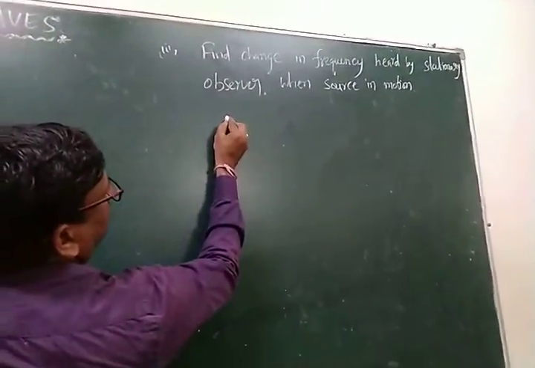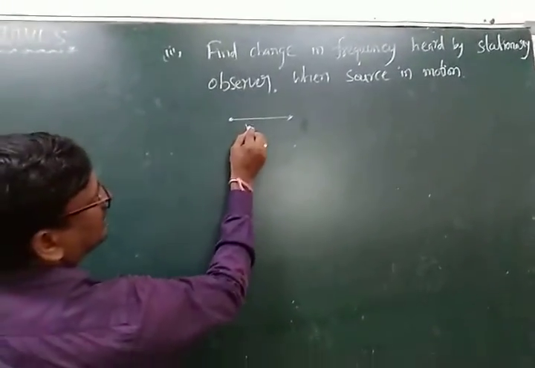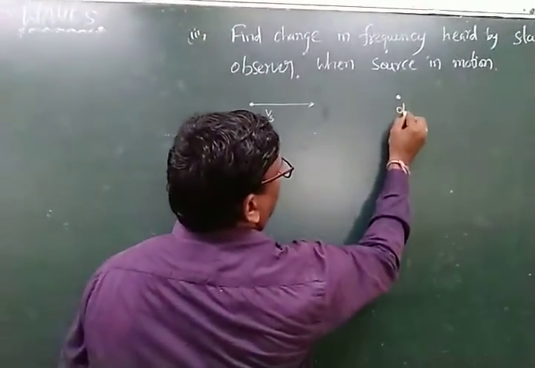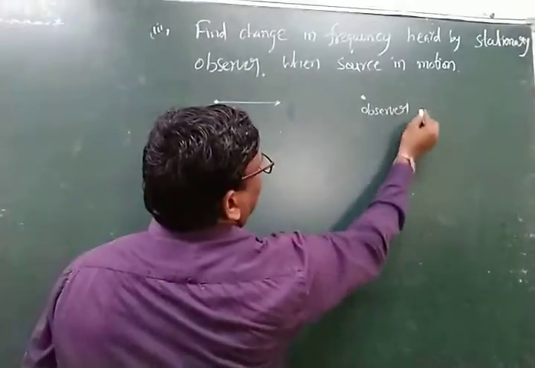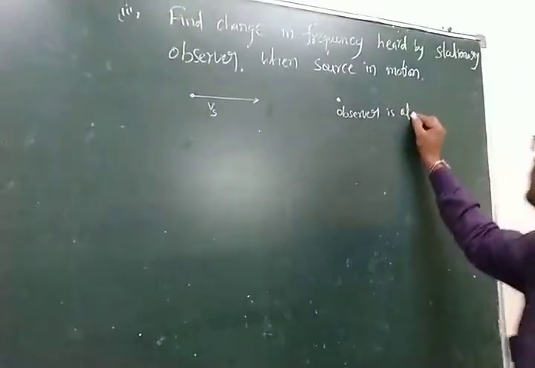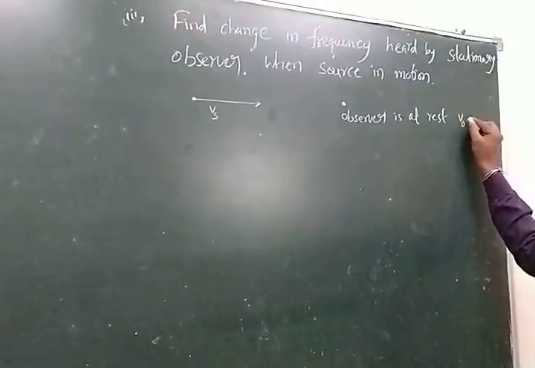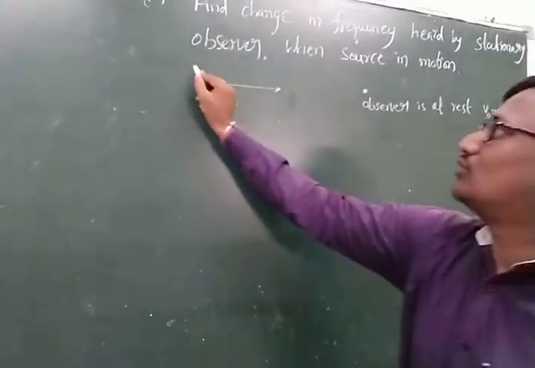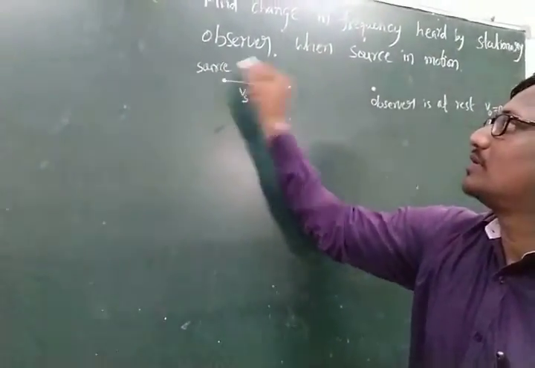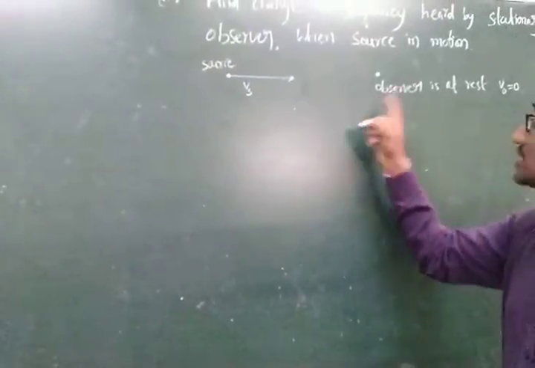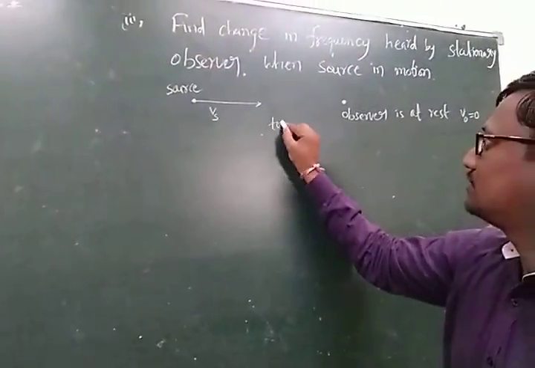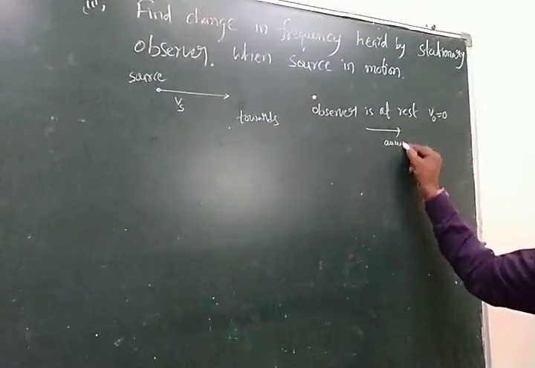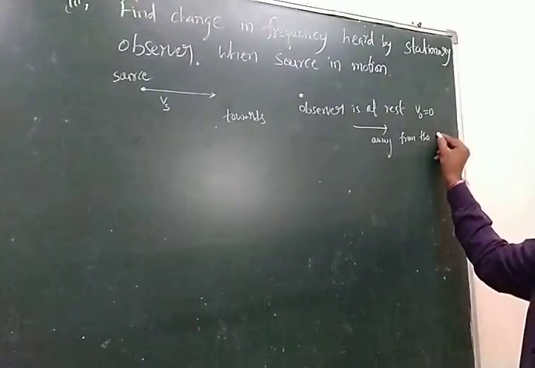So this is the source, moving with velocity vs, and the observer is here at rest. That means v naught is equal to 0. This is the observer and this is the source. The source is moving with vs towards the observer, and also away from the observer.